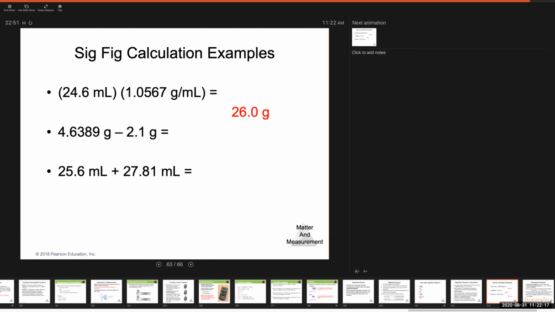How about the next one? We have a subtraction here, 4.6389 minus 2.1. How many digits past the decimal are we going to have in our final answer? Right, we're going to have 1, because it's that 2.1 gram value that kind of sets the tone for that, defines how many digits we're going to have there.